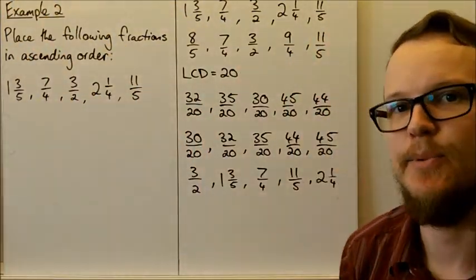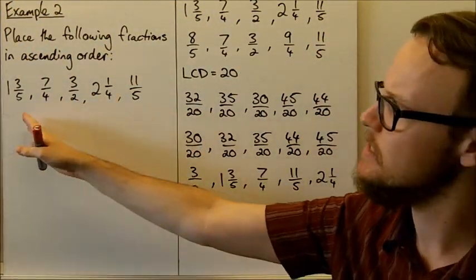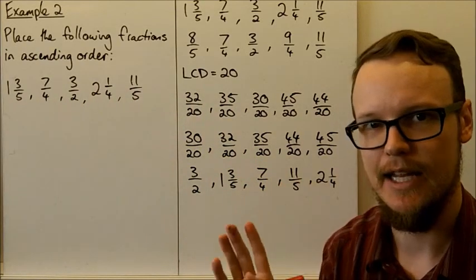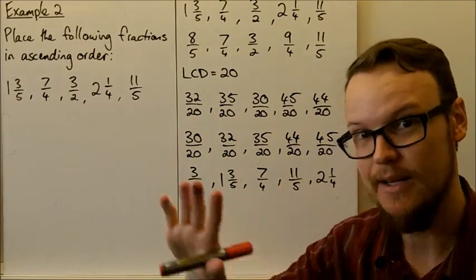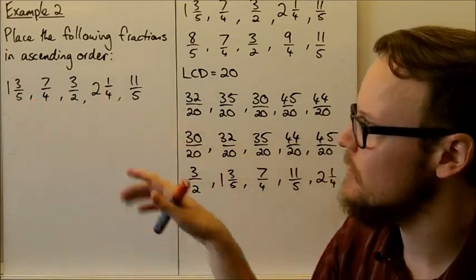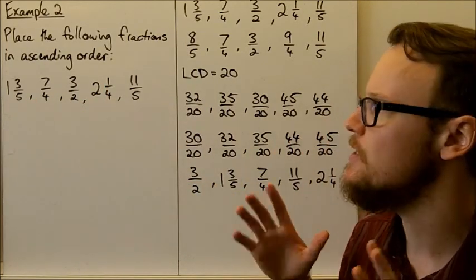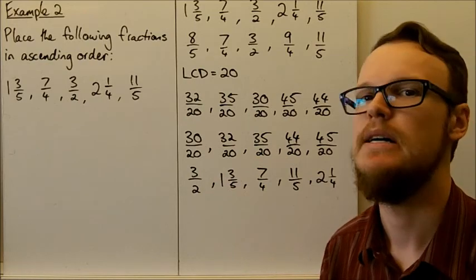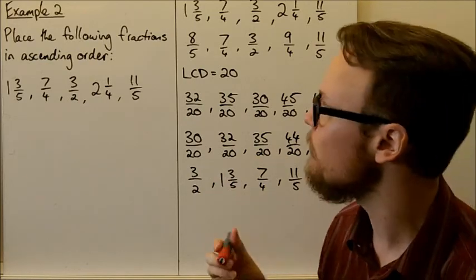Our second example here, we need to place these fractions in ascending order. So ascending, getting bigger from smallest to largest. So it's a bit challenging here. We've got different denominators. We've got some mixed numbers, some improper fractions, some proper fractions.